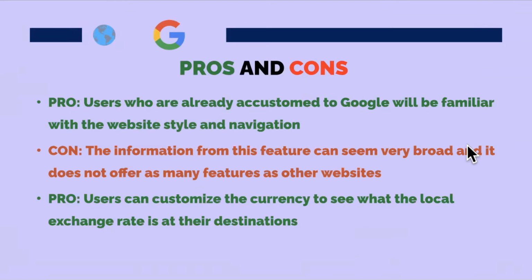Pros and cons. Users who are already accustomed to Google will be familiar with the website, style, and navigation. Con, the information from this feature can seem very broad and it does not offer as many features as other websites. Pro, users can customize the currency to see what the local exchange rate is at their destination.